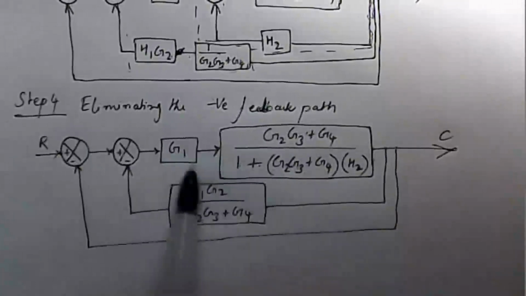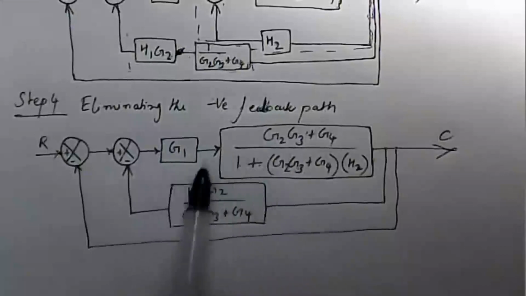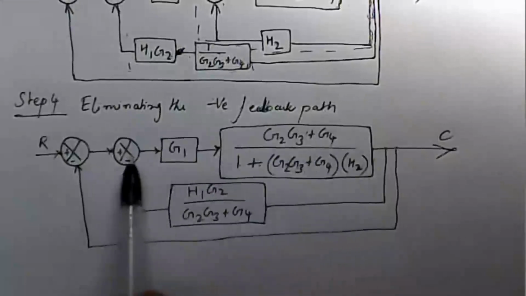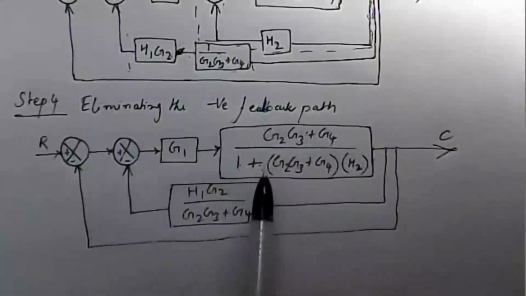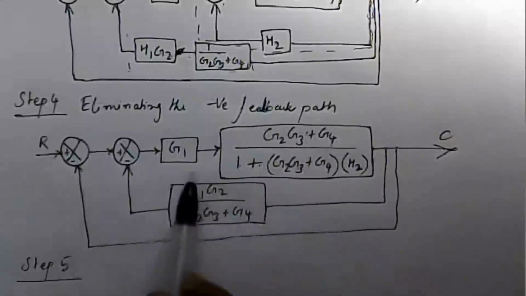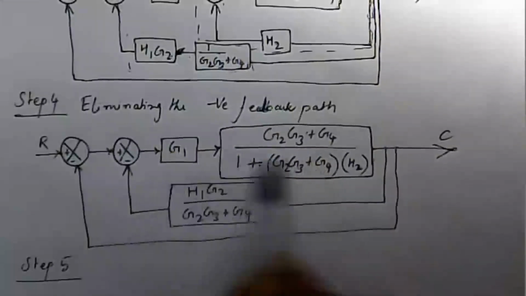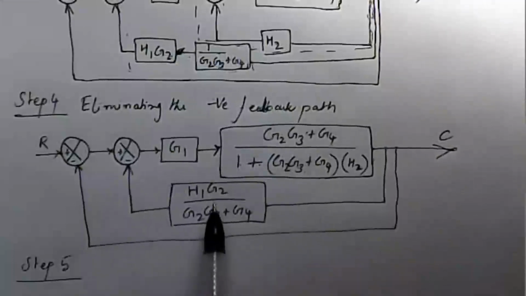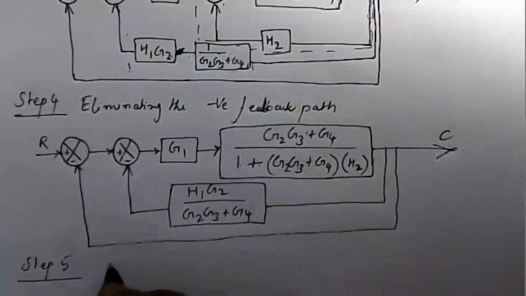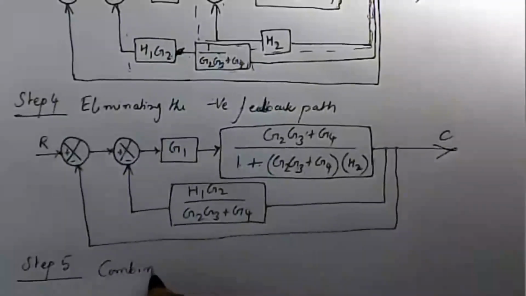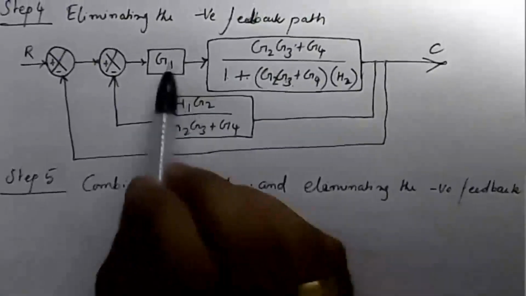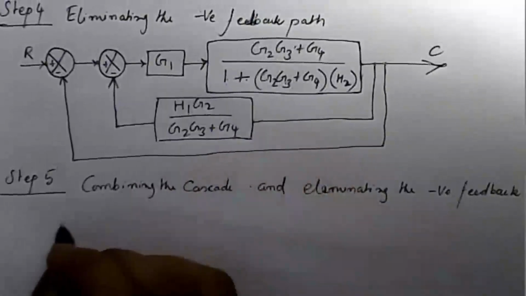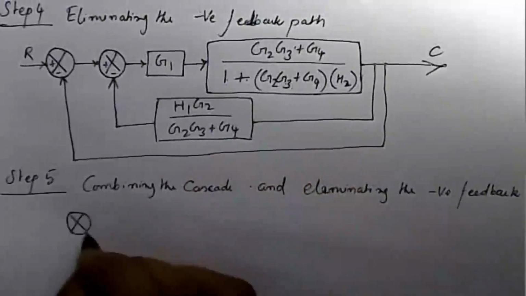Now look at the blocks. Here, these two blocks are in cascade. Just multiply these two blocks. After that, this is the forward path, this one is the reverse path. So this is the negative feedback. Again, negative feedback. I'm going to do step number 5, combining the cascade block and eliminating the negative feedback loop. Therefore, this block diagram becomes, just multiply, the remaining blocks are the same. Here plus minus.